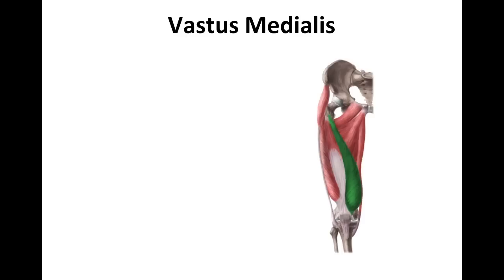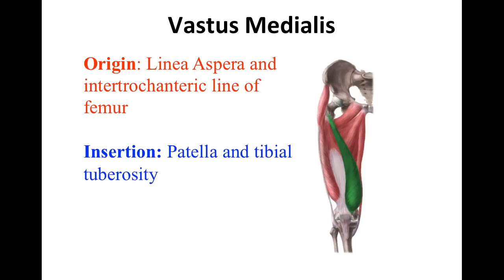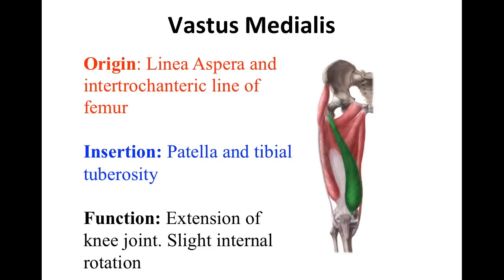The next muscle we're going to talk about is called the vastus medialis. It's located more medially. Its point of origin is the linea aspera and the intertrochanteric line of the femur. It inserts on the patella and tibial tuberosity. The function of vastus medialis is extension of the knee joint, and it can also cause a slight internal rotation.